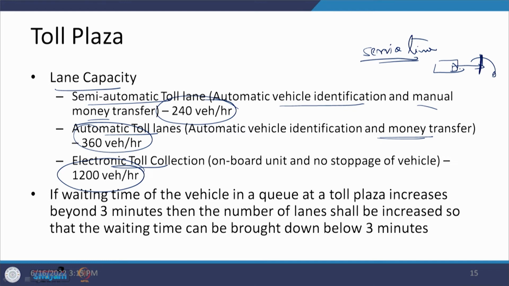So, this is one thing to be taken care of, and another thing which is considered is, when there is going to be a queue of vehicles, what is the waiting time for a vehicle to reach here and get serviced. This waiting time should not be more than 3 minutes in any case, and if it reaches 3 minutes or more, then more lanes should be operated for toll collection in that direction, and the waiting time should be brought below 3 minutes.